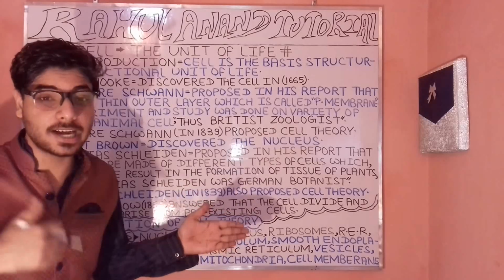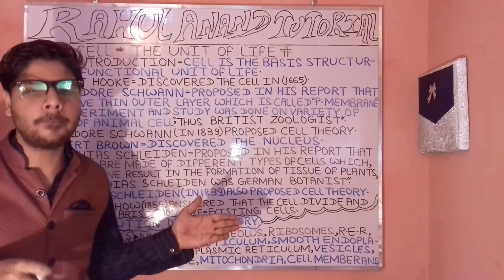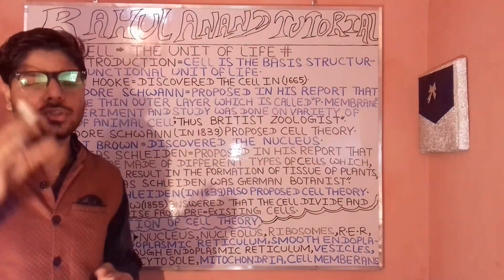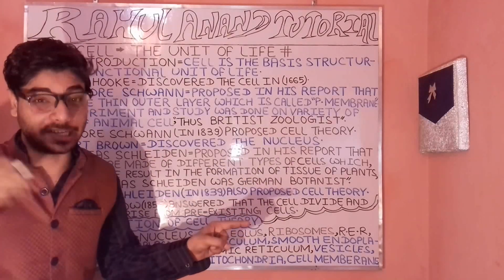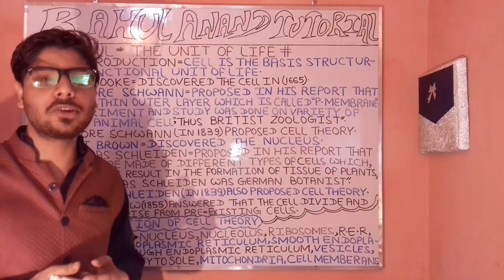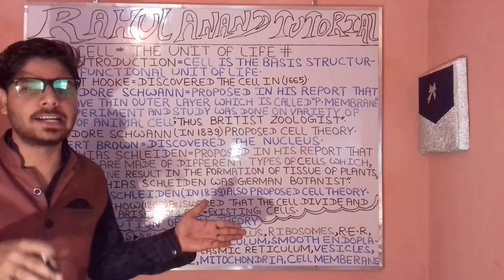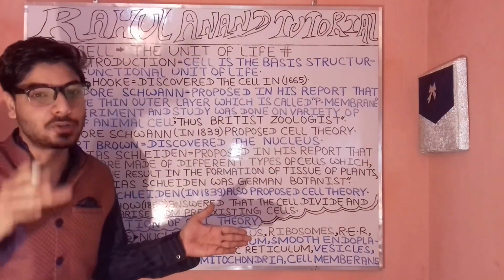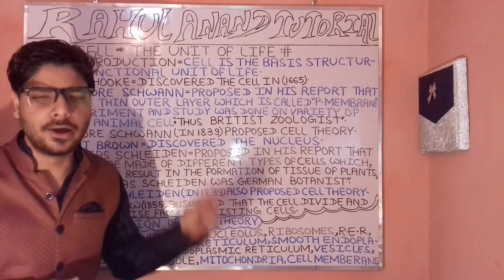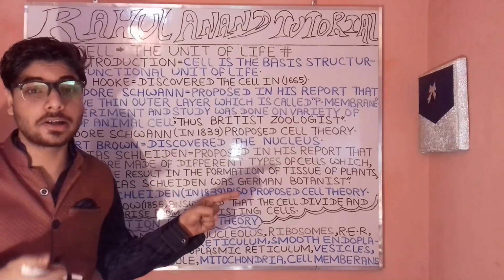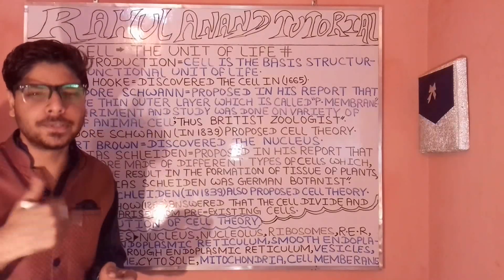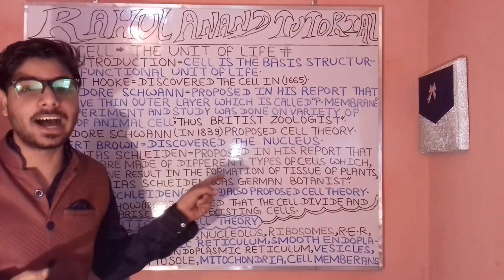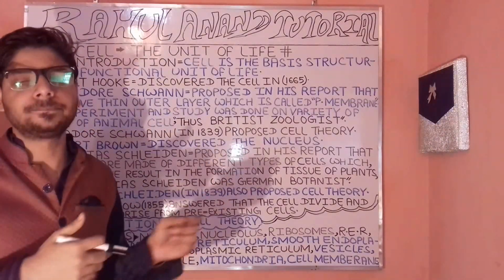Now let's understand the evolution of the cell theory. When we are understanding this, you have to know the names of certain scientists, such as Robert Hooke. Who was Robert Hooke? Tell me. Robert Hooke played an important role and discovered the cell in the year 1665.